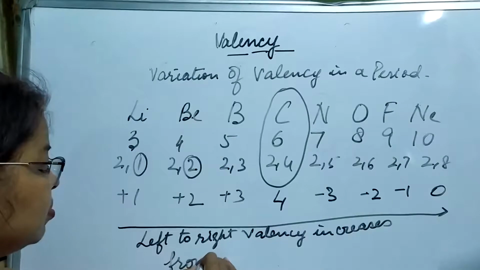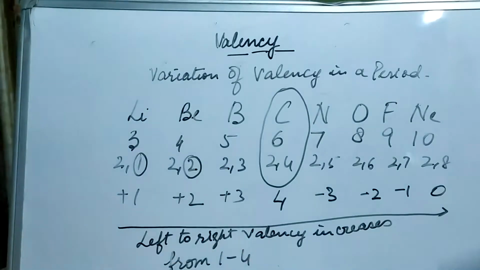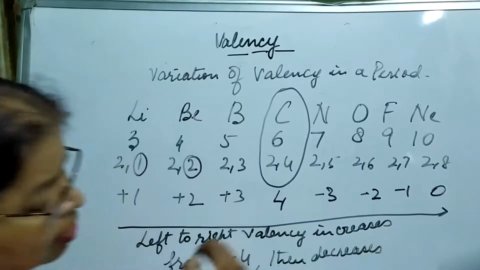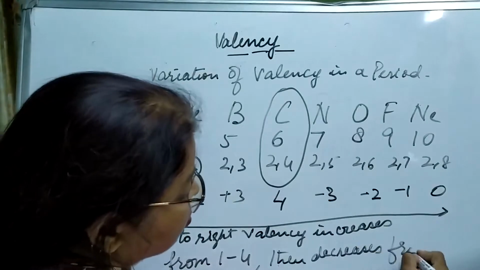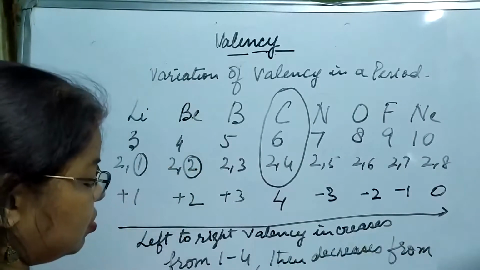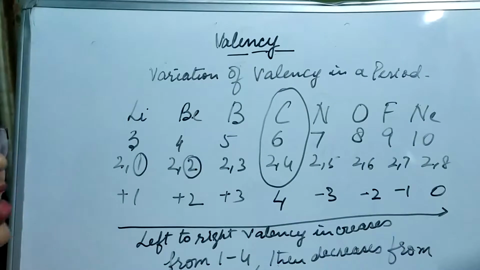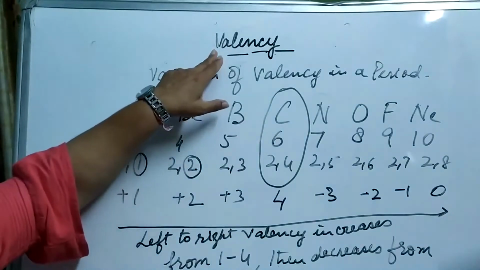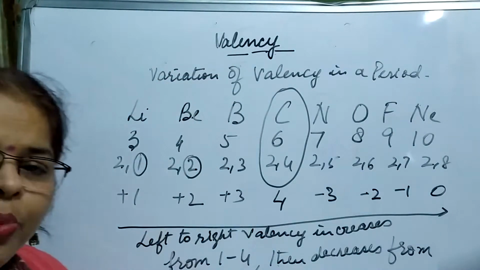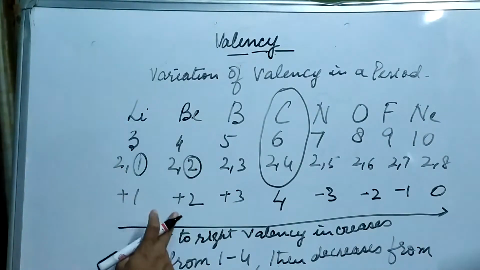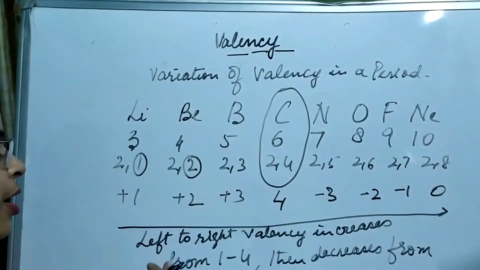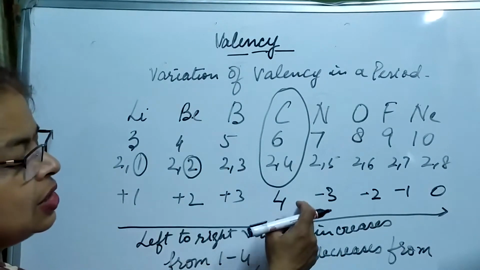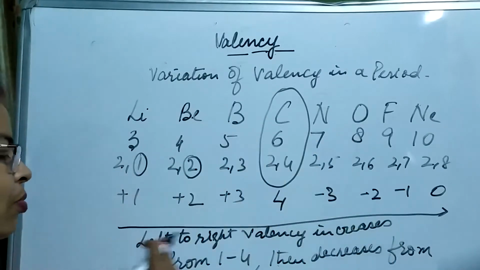from 1 to 4 and then decreases from 4 to 0. Okay, so this is the variation that is observed in a period. The property is valency, and how it varies in a group: in a group it remains the same, but in a period when we move from left to right, the valency first increases from 1 to 4 and then decreases from 4 to 0.